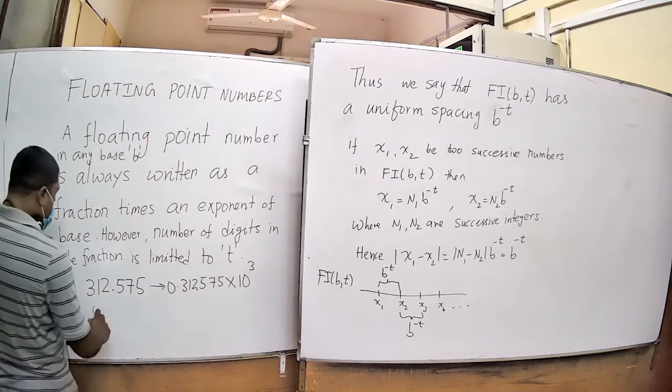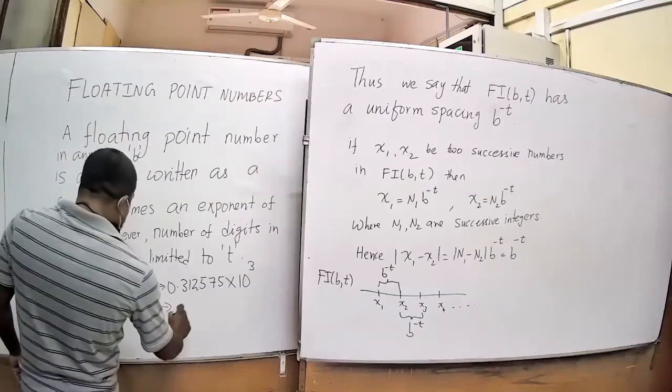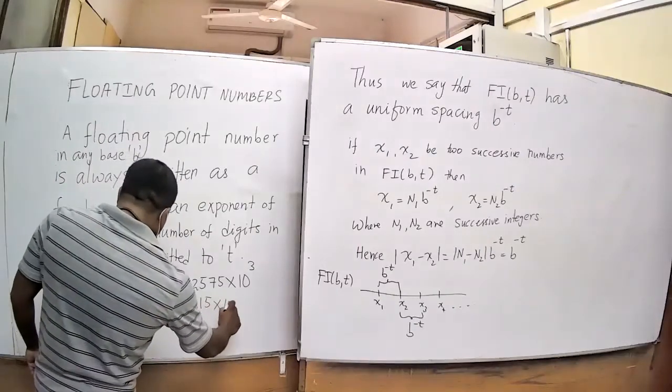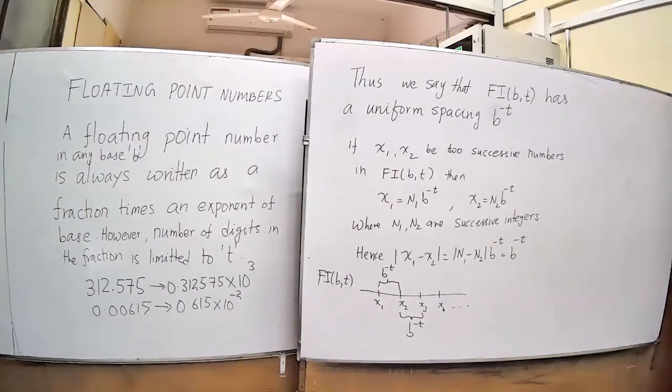Or if you have 0.006145, you know that you can write it as 0.6145 times 10 to the power minus 2. So this kind of representation you have learned in O level as scientific representation or scientific notation of numbers. Similarly, you can see that a similar type of approach is given here in the floating point numbers.